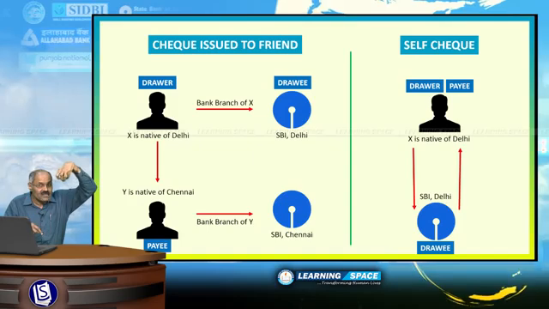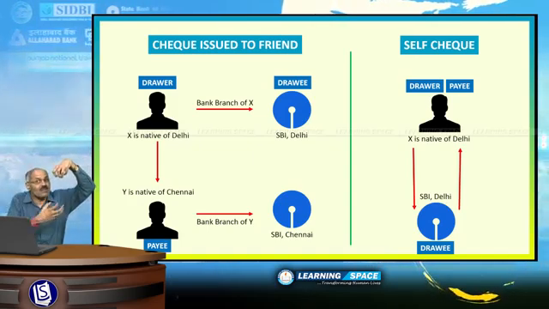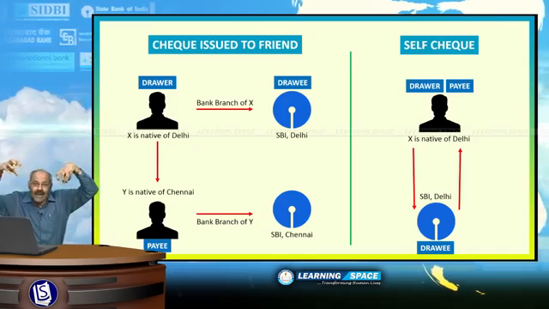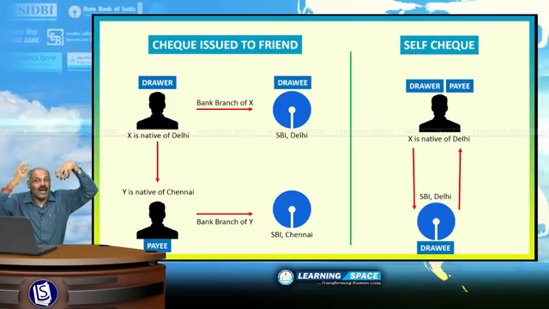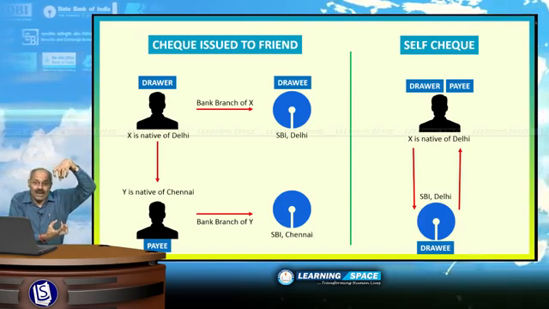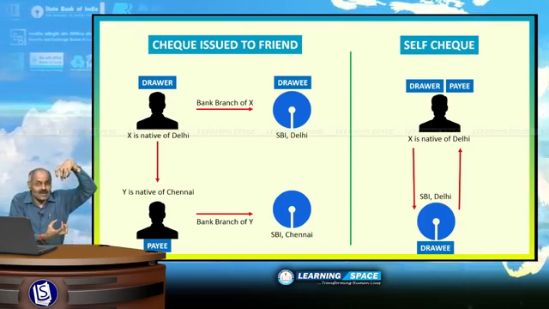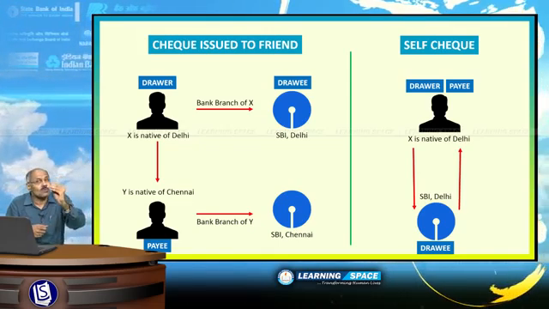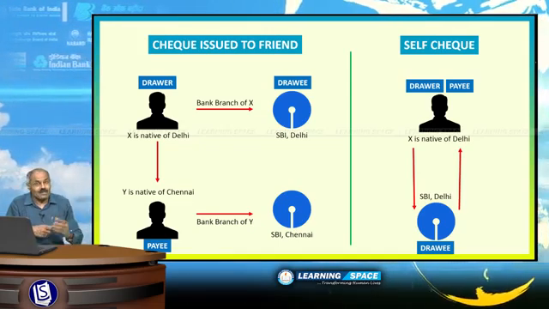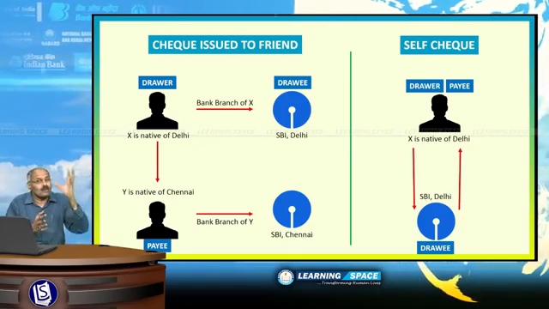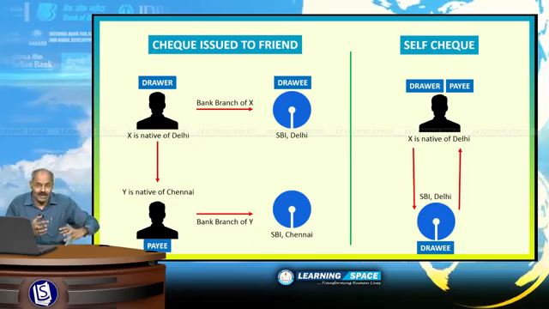The drawer of the check is X. X is giving 1 lakh rupees to Y. The drawer of the check is X. His branch is the drawee branch and the payee is Y, his friend in Chennai. So, three parties are involved when the check is issued to his friend: drawer, drawee and payee.